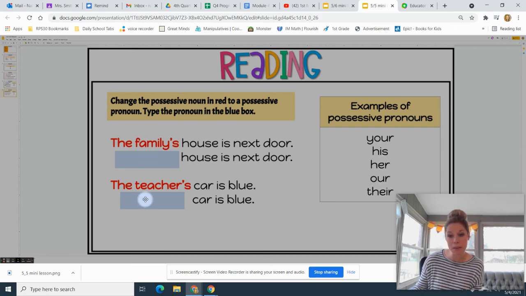For this one, there might be more than one answer. That is your hint. Fill in the possessive pronoun in both blue boxes to show your teacher that you understand how possessive pronouns work.